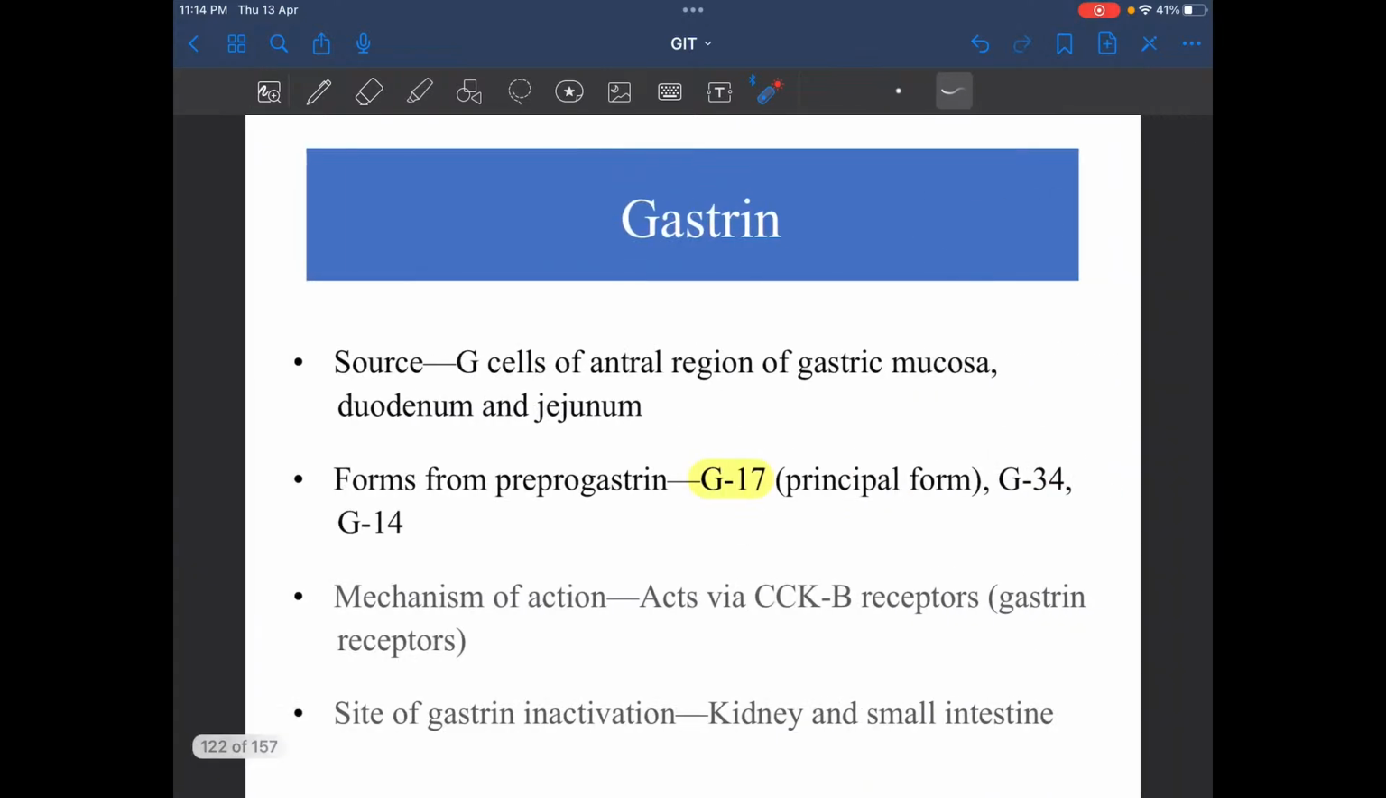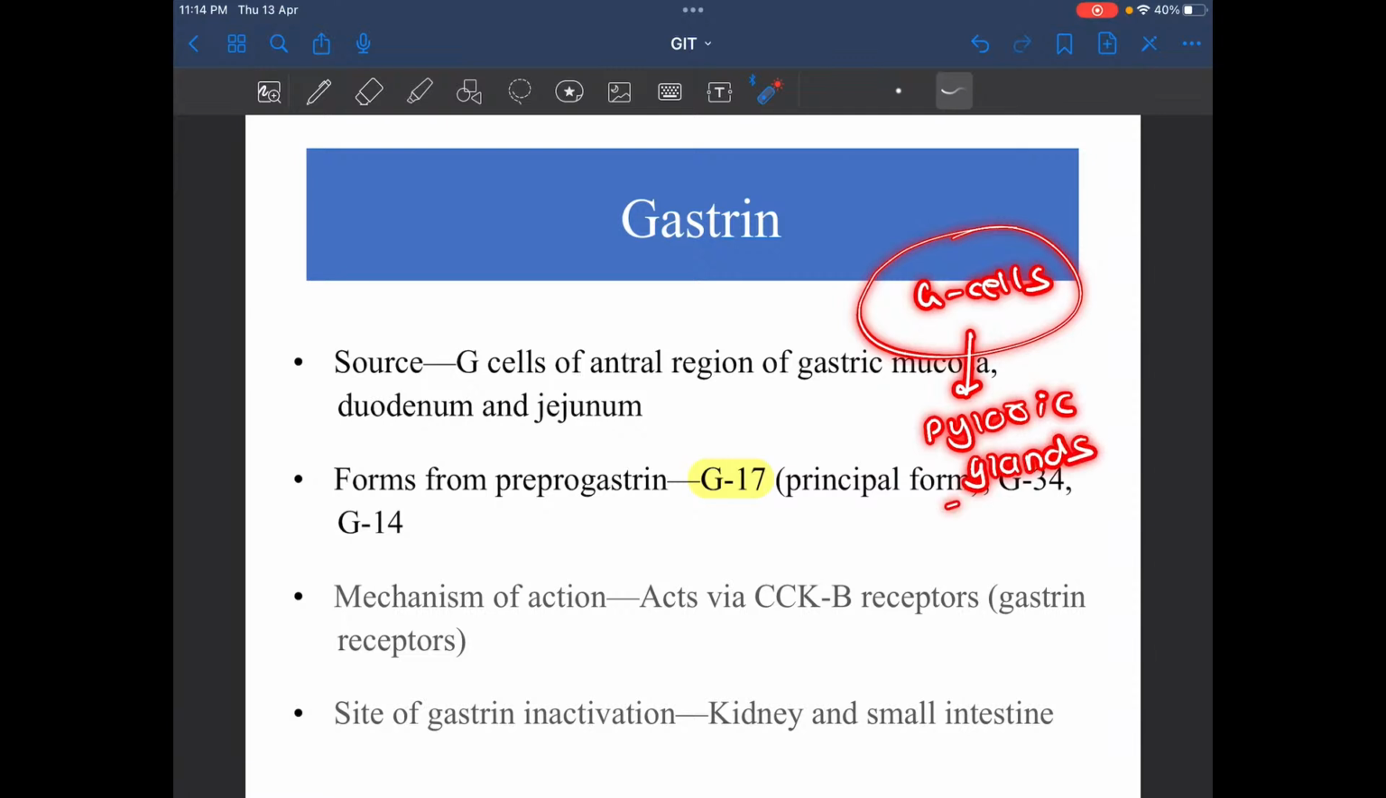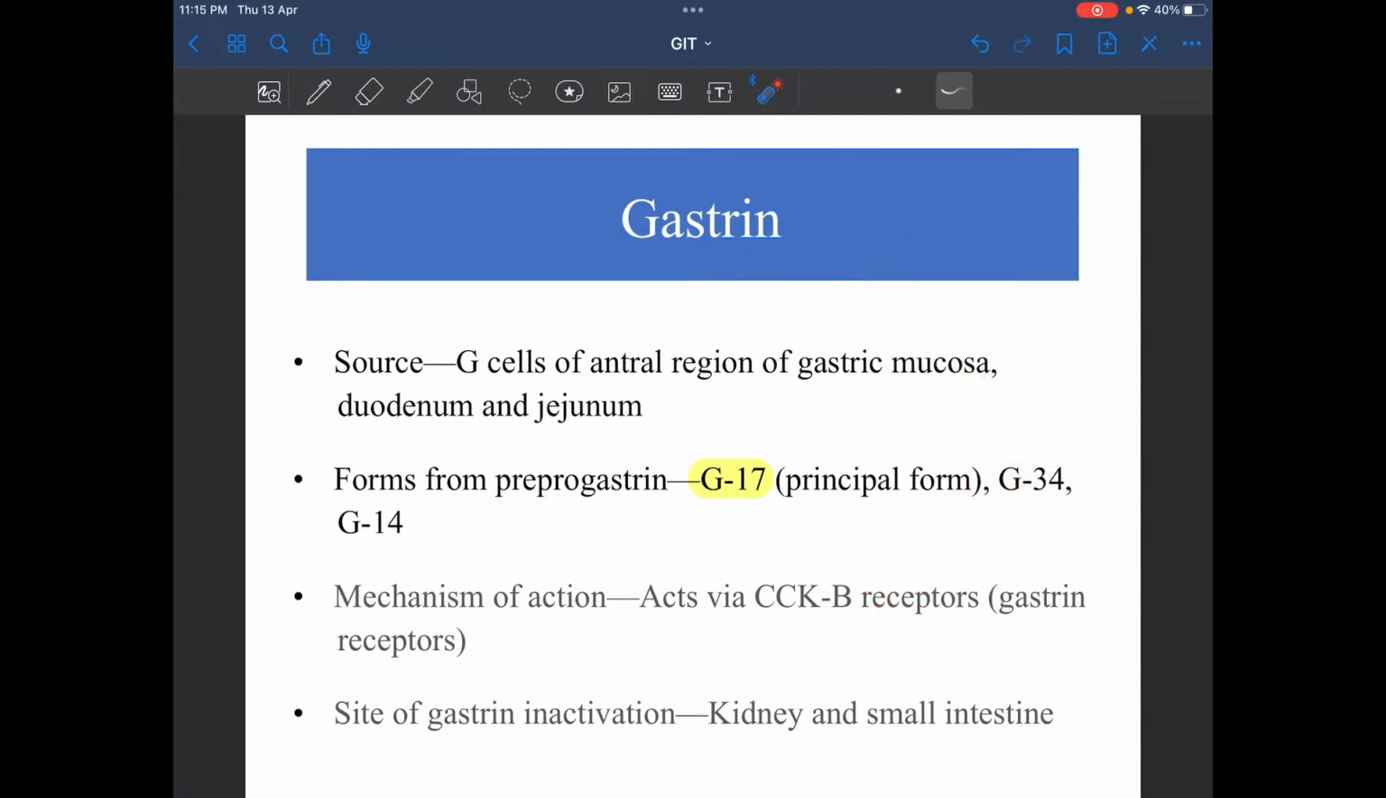Okay, so let's talk about gastrin per se. How is it released? It's released from the G cells. Where were they present? They're part of the pyloric glands. Where else are they present? They're present even at the duodenum and at the jejunum. What is the action and how does it work? It works via the CCKB receptors. We have already read that, because it comes in the gastrin family. So obviously gastrin and CCK are from the same family.